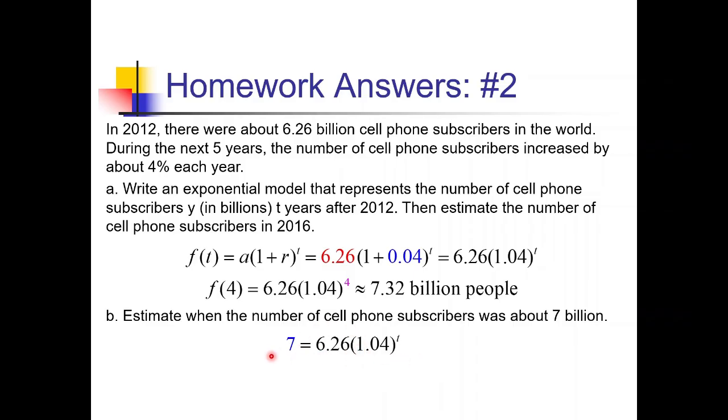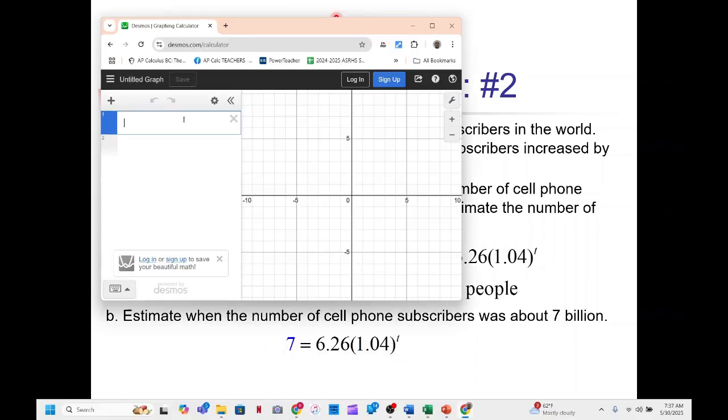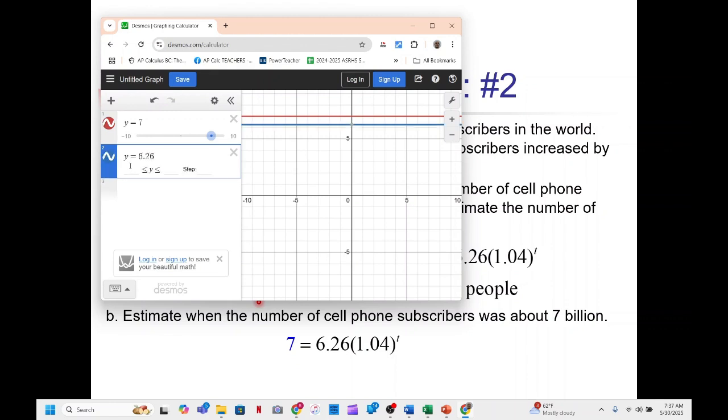I can go back to Desmos and solve. So back on Desmos, let me graph each side of this equation and then see where those two graphs intersect. This is the way to solve any equation. So we have y equals 7, that's pretty easy, just a horizontal line, and y equals 6.26 times 1.04 to the t. There's our exponential line. We see an intersection here.